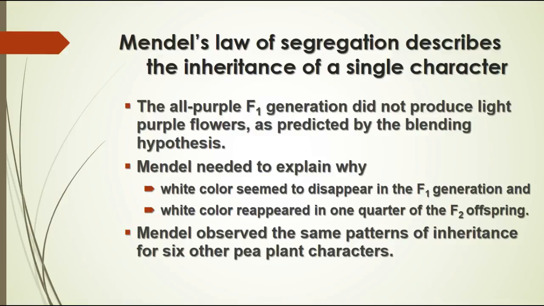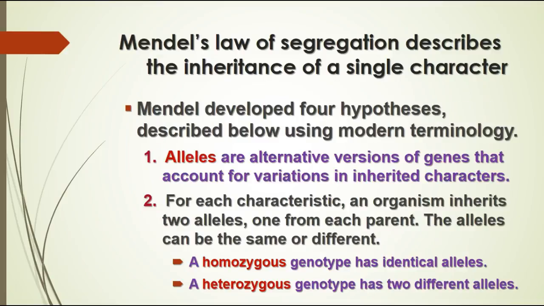He had to figure out a way to explain why the white color seemed to disappear and reappeared later on in a different generation. And so he observed this pattern of inheritance not only for flower color, but also for the other 6 characteristics that he studied in the time that he was studying peas. As a result of the work that he did, he planted thousands of plants, counted thousands of flowers and plants and peas.